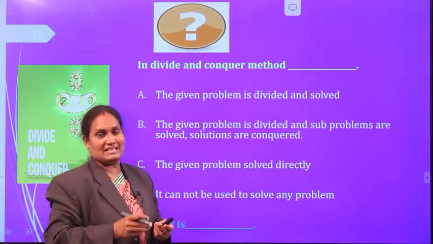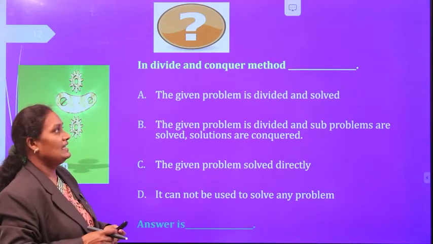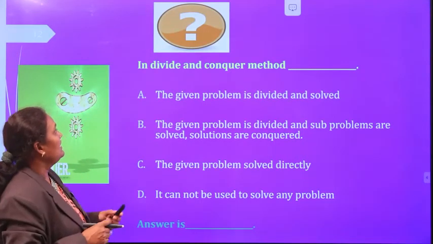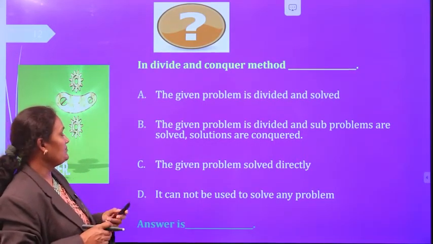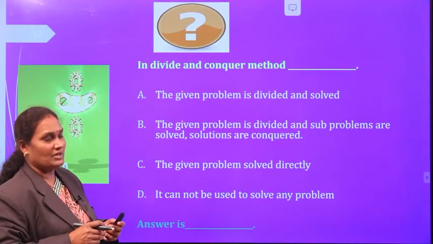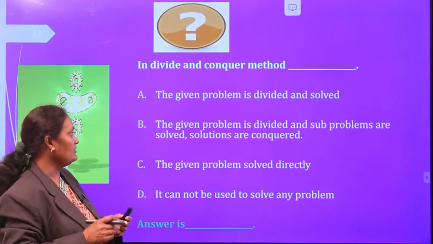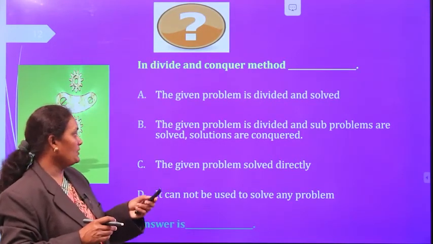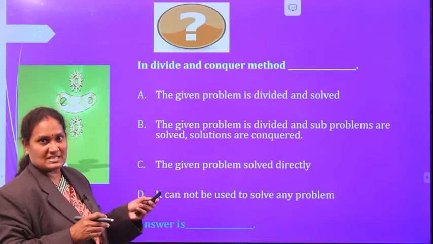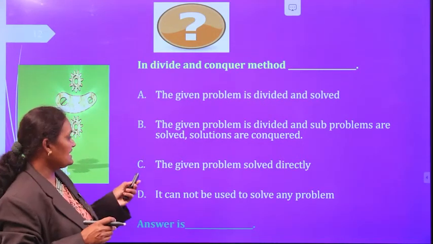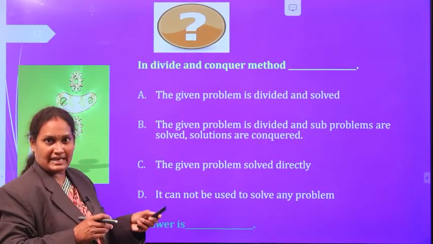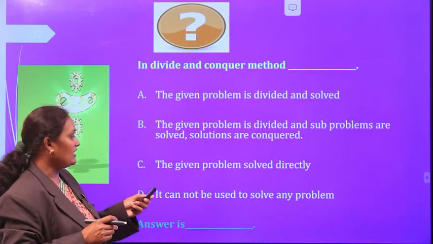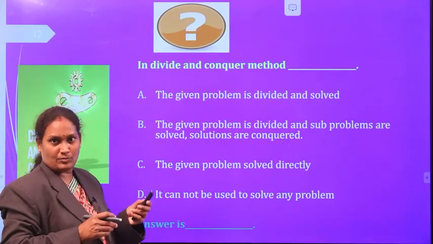Now to assess yourself, here I have given some questions. Let us answer these questions. In divide and conquer method, option A, the given problem is divided and solved. Option B, the given problem is divided and subproblems are solved, solutions are conquered. Option C, the given problem is solved directly. Option D, it cannot be used to solve any problem.